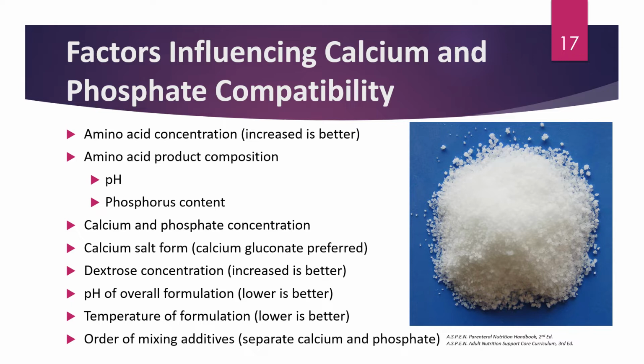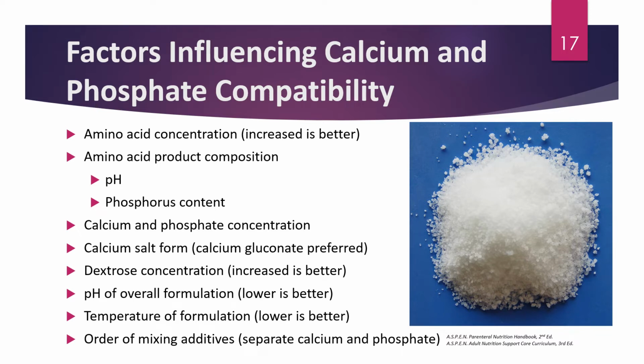It also depends on your amino acid product composition, so depending on whatever the pH of that composition is and what the phosphorus content is. As you see below here, for the pH of the overall formulation, lower is better. So the lower the pH of an amino acid product, you would think that product would have better calcium phosphate compatibility. And the pH and phosphorus content of the base amino acid product will actually dictate how that baseline calcium phosphate curve looks. So keep that in mind.